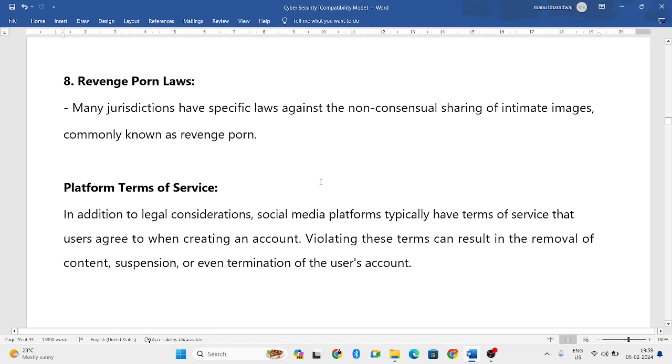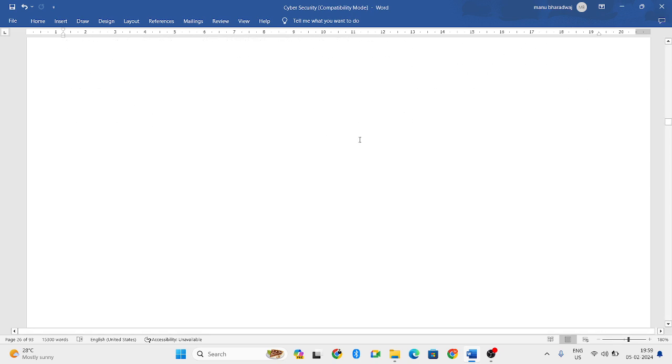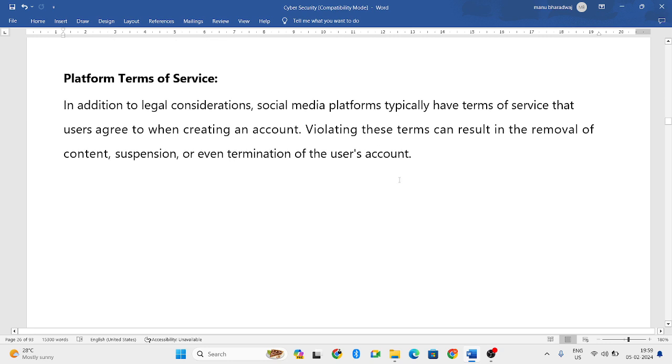Next, revenge porn laws. Sharing any intimate images, which is known as revenge porn, in order to spoil someone's reputation or anything, you should not do that. If you do that, it is against the law, so you should be very careful about that. Next, you should know the terms and service conditions of that particular platform. Whichever social media platforms you are using, you should know the terms and conditions of that particular platform and use it accordingly. That is very important.